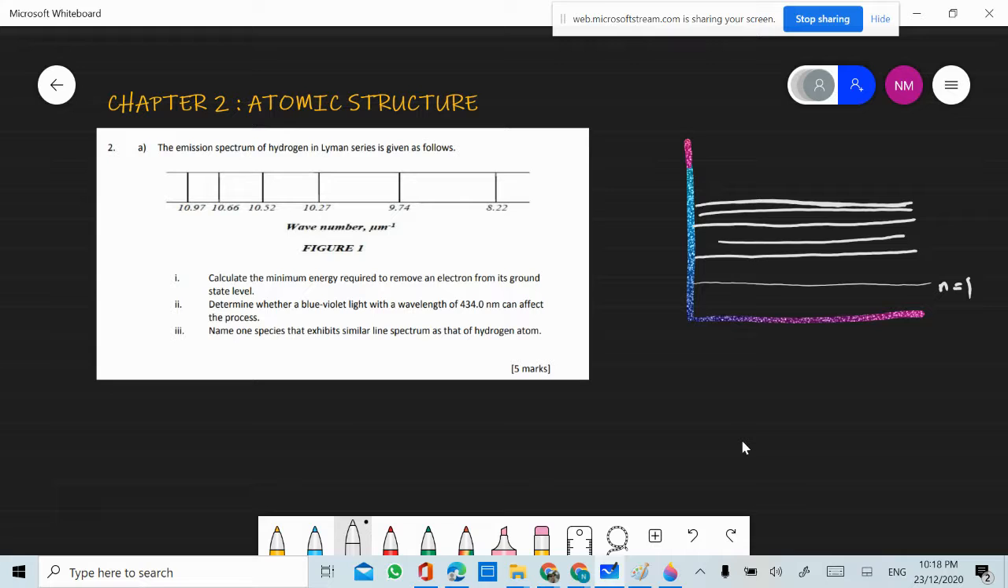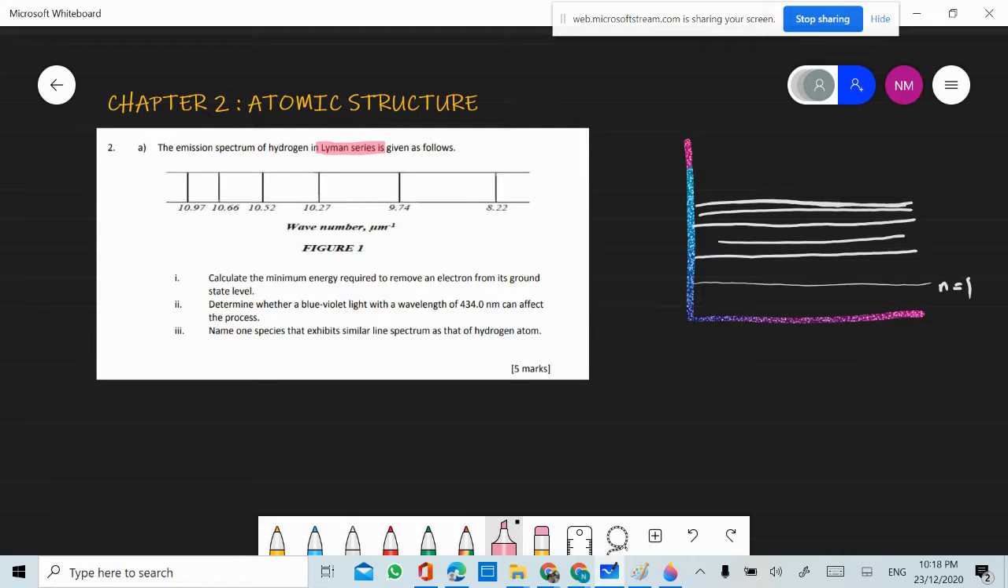Okay, this is the next question that you requested. I don't quite remember who requested the discussion or solution. But if you read the question, it says that the emission spectrum of hydrogen in the Lyman series is given as follows. The first information that you get from the stem of the question is that this spectrum is from the Lyman series.